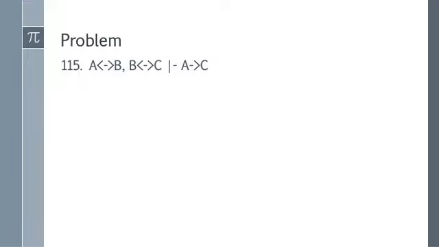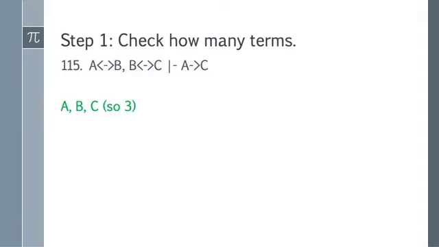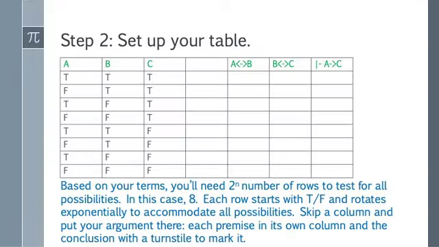Problem 115. A double arrow B, B double arrow C. Conclusion, therefore A arrow C. Step 1, check how many terms you need. In this case, you have the letters A, B, and C, so you have 3 terms. Step 2, set up your table.